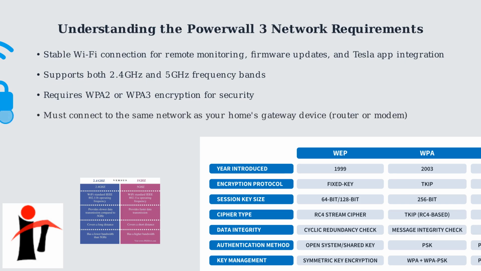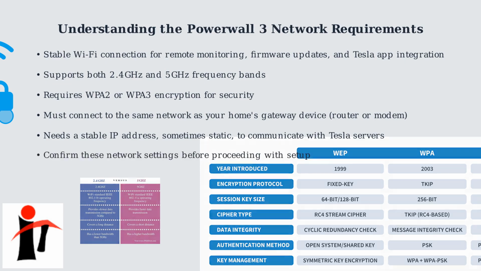The Powerwall must connect to the same Wi-Fi network as your home's gateway device, which is typically your router or modem. This ensures the system can communicate with the Tesla Energy Gateway and other connected devices in your smart home ecosystem. Additionally, the Powerwall needs a stable IP address on your network. While dynamic IP addresses work for most setups, some installations may require a static IP to prevent connection drops and ensure reliable communication with Tesla's cloud services.